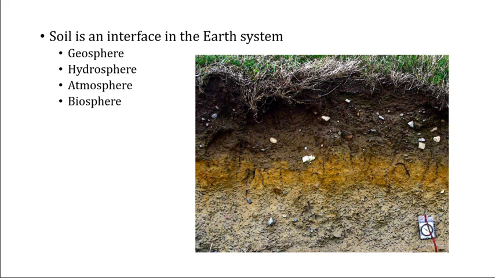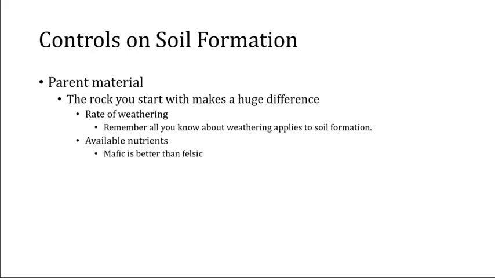So what are the things that control the formation of soils? They're complicated, we get that, but what controls what kind of soil you're going to get, or how you're going to get a soil? Well, there's a few things. One of them is parent material. That's going to be the quote unquote bedrock, that rock that you start with. Now, how fast the soil is going to form on that bedrock depends on the rate of weathering, which is why I say, remember, everything you know about weathering now applies to soil formation.